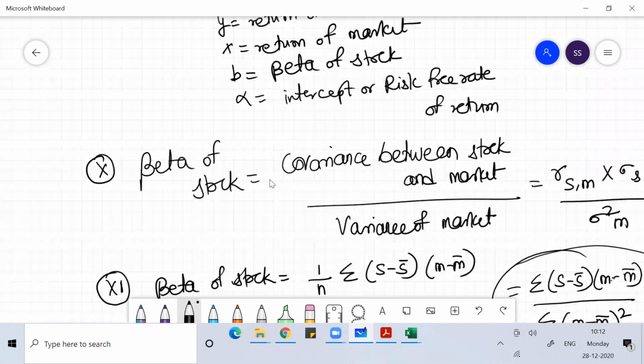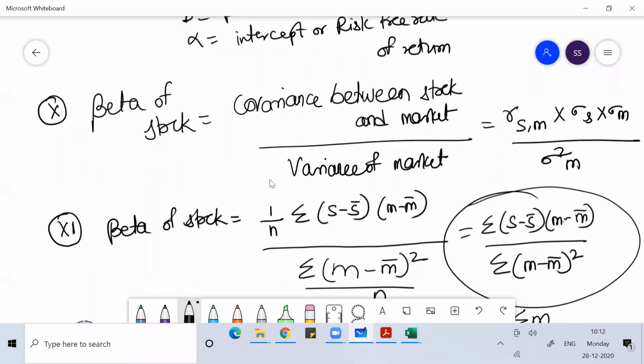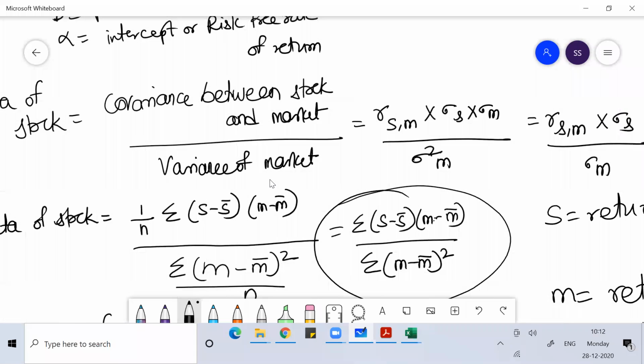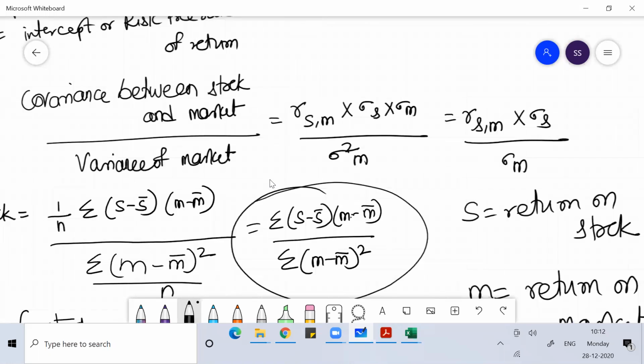Formula-wise, to calculate the beta of the stock, we use the covariance between the stock and market divided by the variance of the market. In place of covariance between stock and market, I can write the coefficient of correlation between stock and market into standard deviation of stock into standard deviation of market, divided by variance of market. Ultimately, the beta of the stock is the coefficient of correlation between stock and market into standard deviation of stock divided by standard deviation of market.